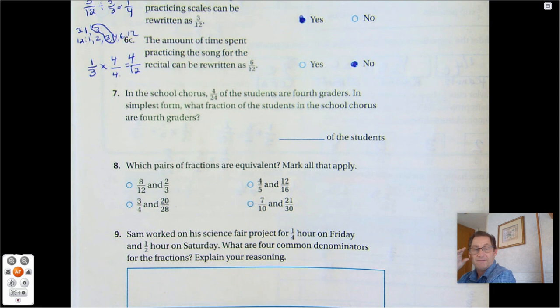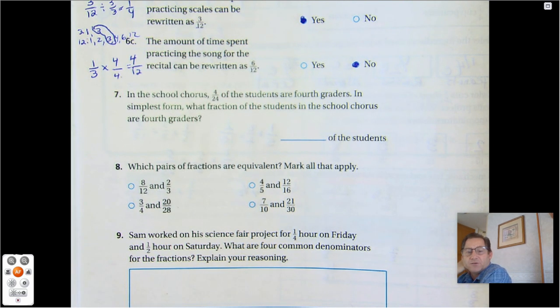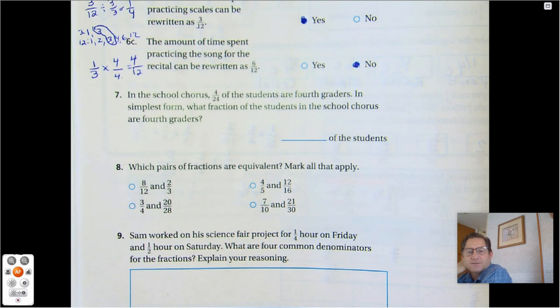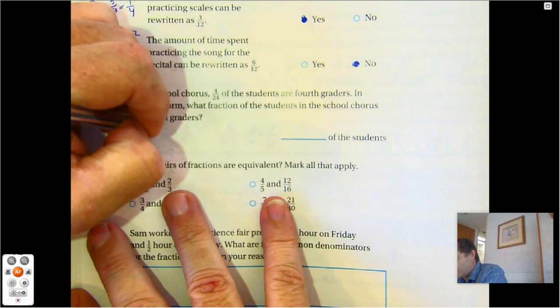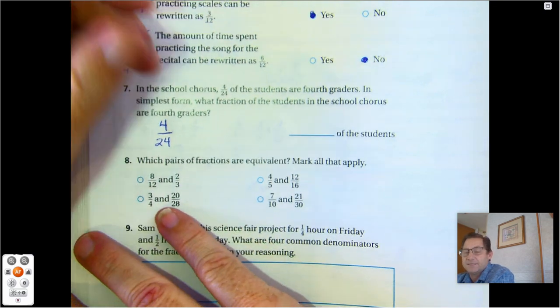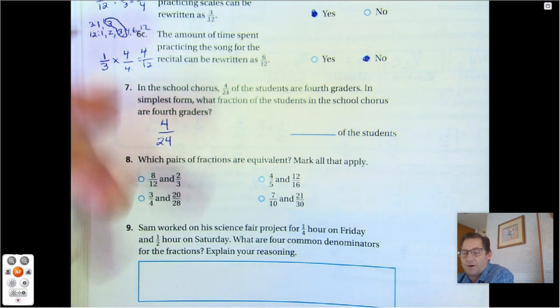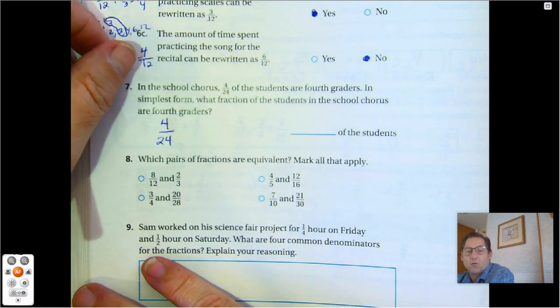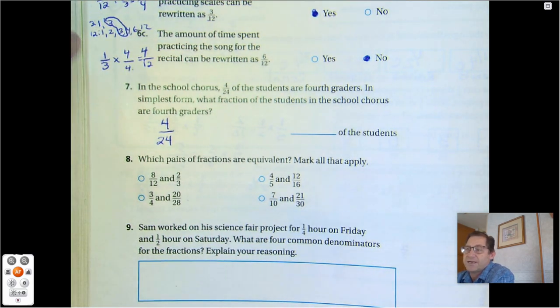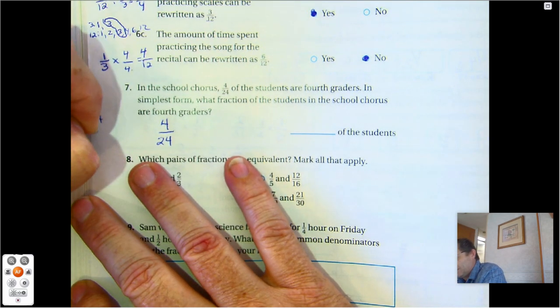7. In the school chorus, 4/24 of the students are 4th graders. In simplest form, what fraction of the students in the school chorus are 4th graders? So simplest form, we want to reduce the fraction until either both the numerator and denominator are prime numbers, or you just can't make it any smaller. So we're going to start by listing the factors of 4 and 24.